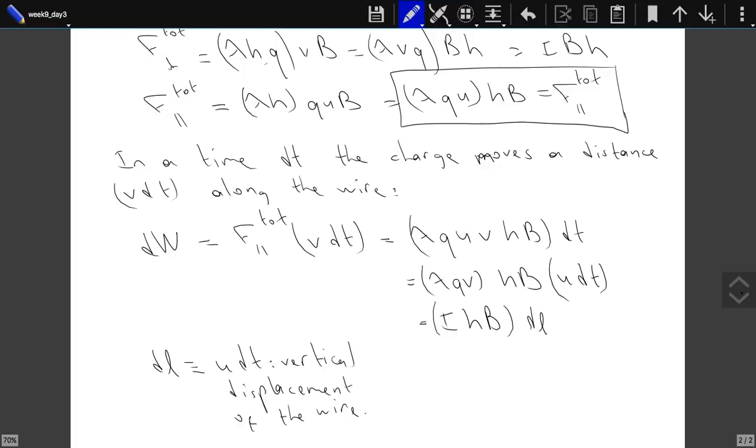But this is nothing but the work done by the vertical force. This is the vertical force, and this is the vertical displacement. So the work done by the battery is equal to the work done by this vertical force. They should be equal. But now there's still the question: how does the magnetic field do this? How does it convert the work done by the battery to the work done by this vertical force?